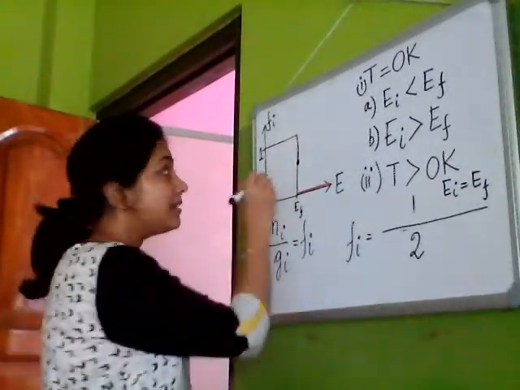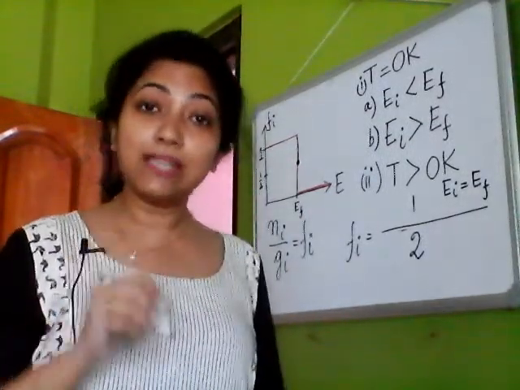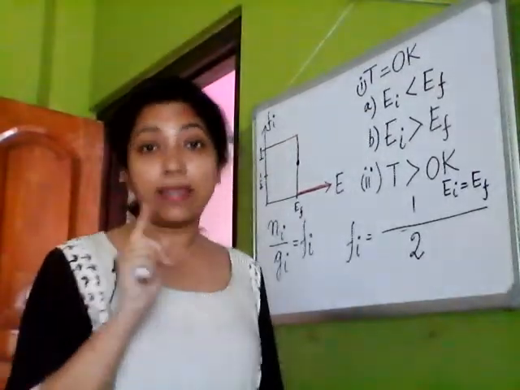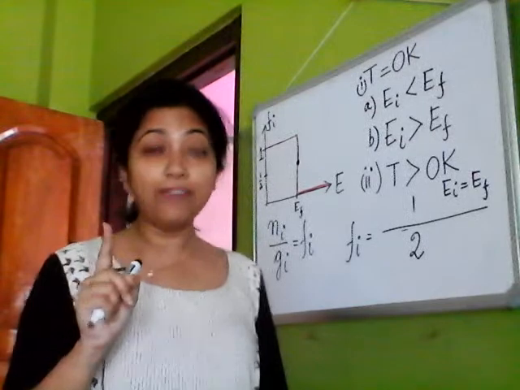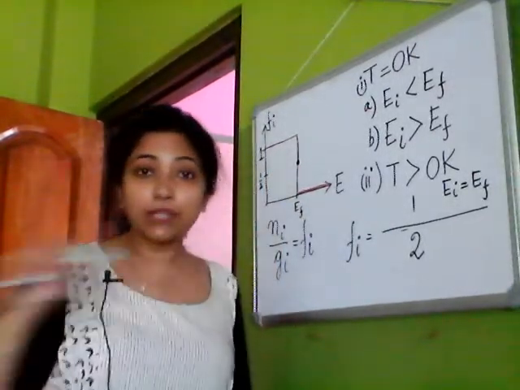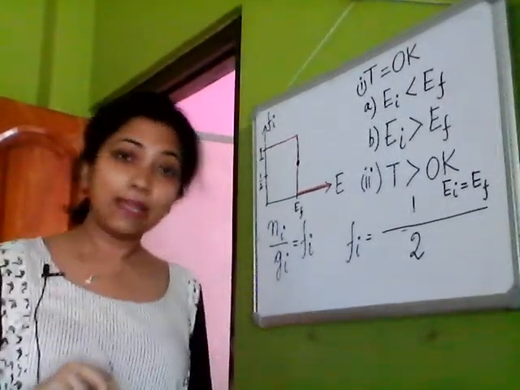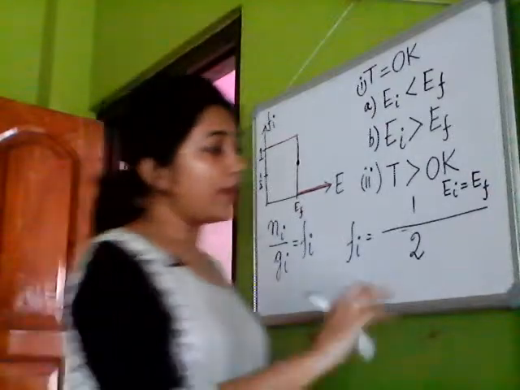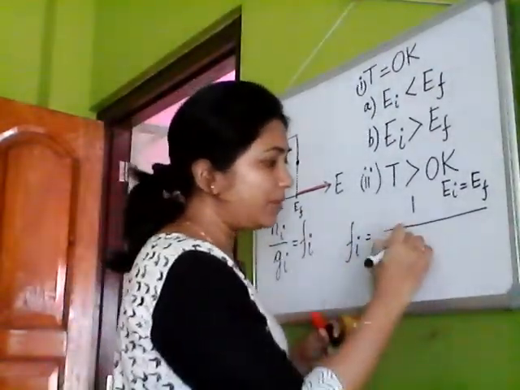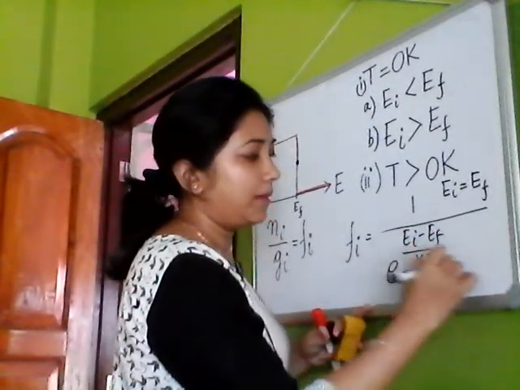It is at EI equal to EF and the value is half. Now since this is only a single energy value, EI equal to EF, I have only plotted it like a point. I have not made it like a continuous changing graph because this is only one point. Fine. Now, let me again go back and write down the formula. 1 by e to the power EI minus EF by kT plus 1.